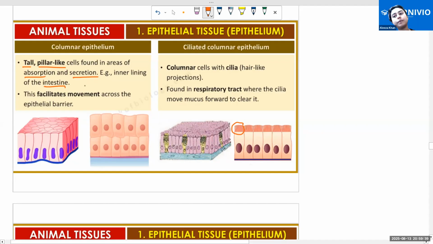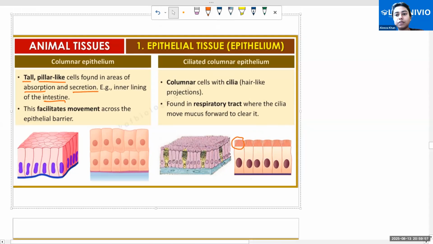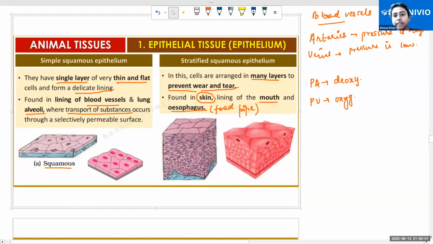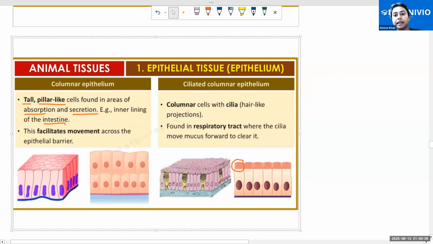Now what could be the function of it? Just as it was a selectively permeable membrane, it was regulating the entry and exit. Okay. The other one was what? It was the thick layer. So multi-layer was there, so it was providing a protective mechanism also, by preventing wear and tear.